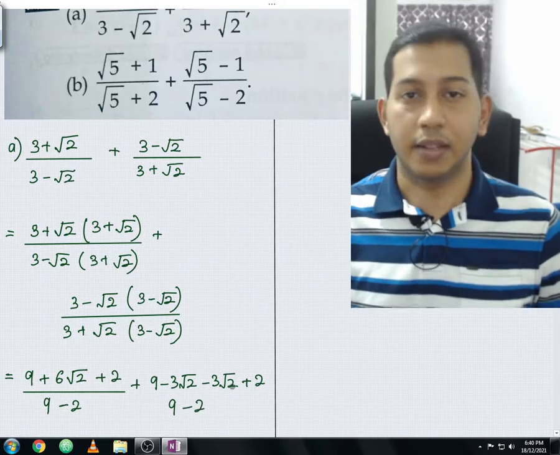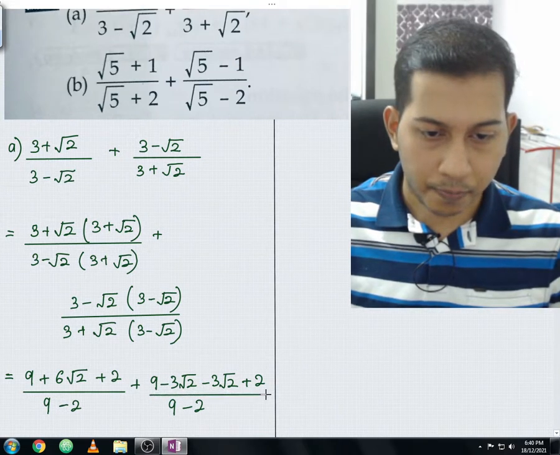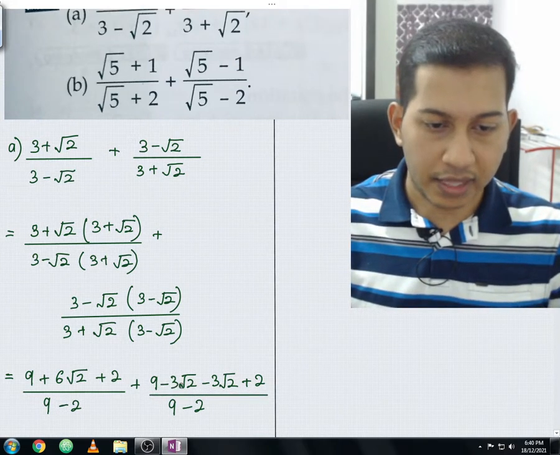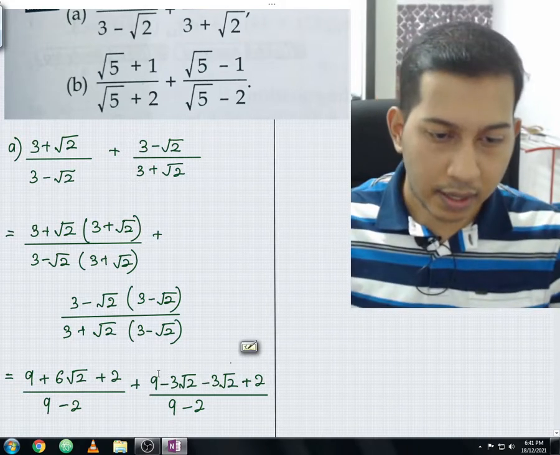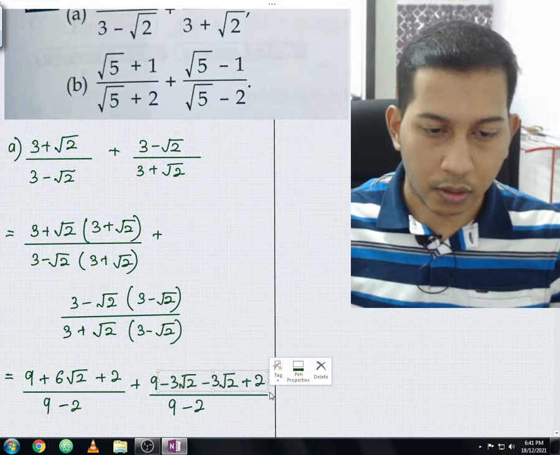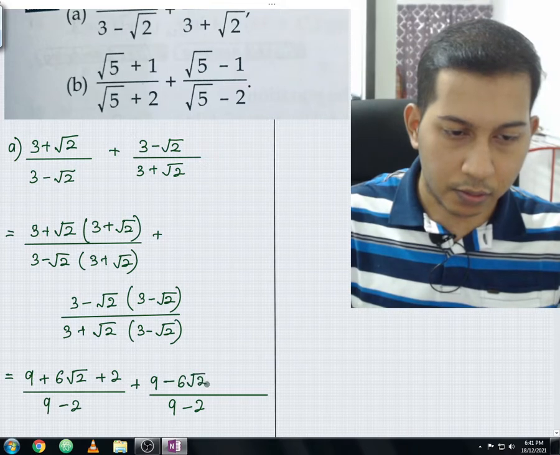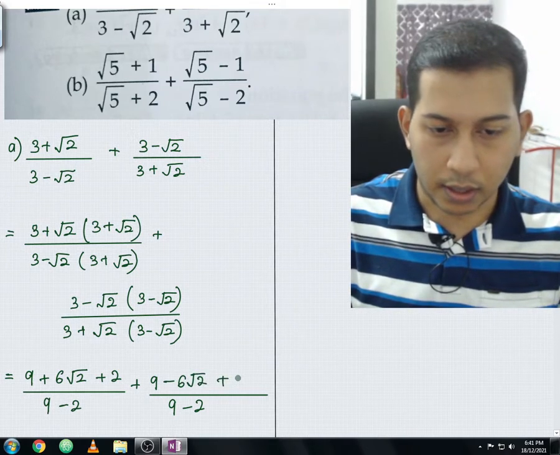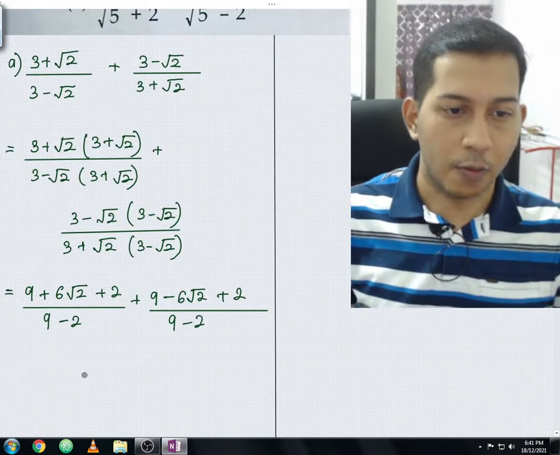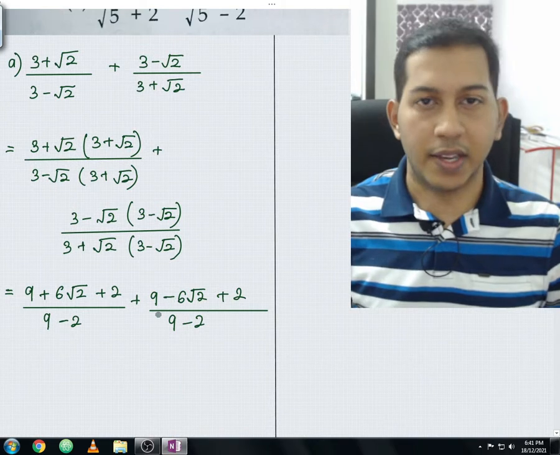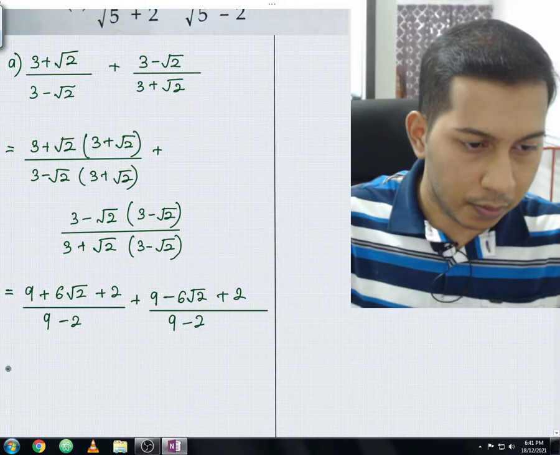Let me underline the fraction. So negative 3 surd 2 minus 3 surd 2, you combine those two, you get negative 6 surd 2. So from here, 9 minus 6 surd 2 plus 2. I hope you guys are clear. These two fractions, what we can do is combine into one single fraction. Let me show you the calculation.